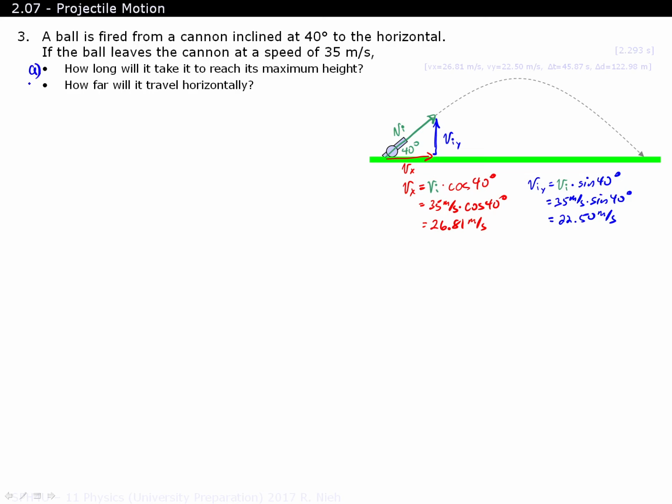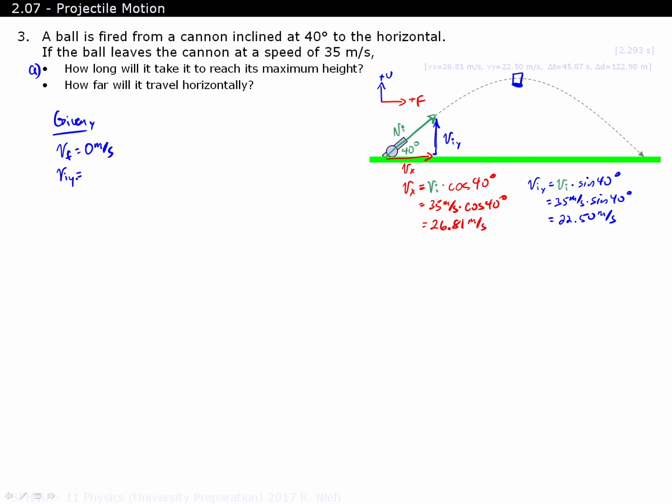In part A, it's asking us how high does it reach, or how long will it take for it to reach its maximum height. So what do we know in the y dimension? Just to make our lives easier, we probably want to include a coordinate system so the reader knows that up is positive, and I guess this is our forwards direction, and we'll denote that as positive as well. So we know that when an object reaches its maximum height, Vf goes to 0 meters per second.